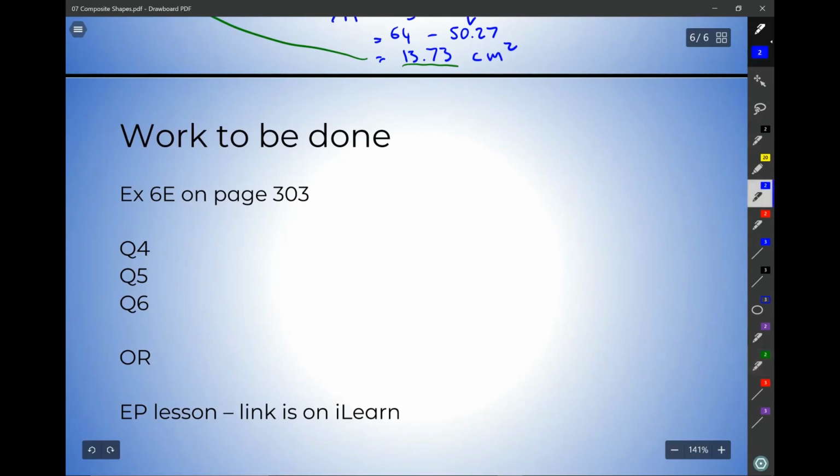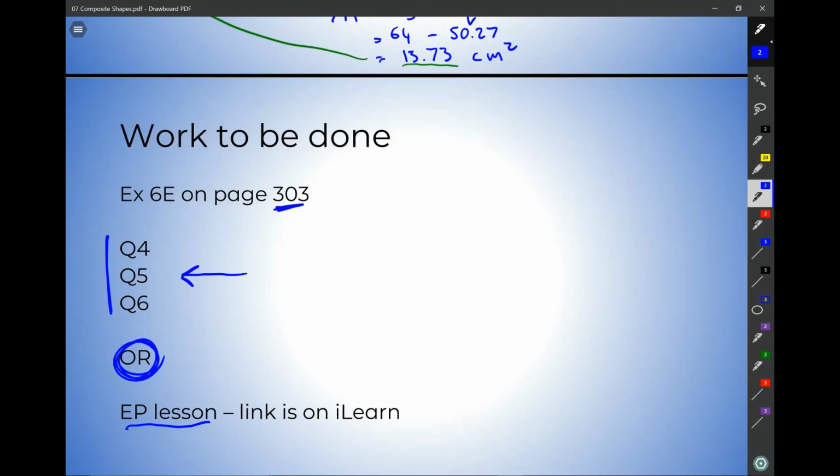Okay, again, you guys are going to have the choice of lesson, either page 303 and these 3 questions, or the EP lesson. Remember, I would prefer, if you're more comfortable, if you do the textbook, but if you want a little bit of extra help, the EP lesson is what you should choose. Thanks, guys.